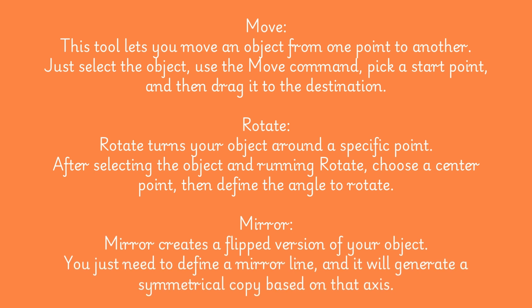Mirror. Mirror creates a flipped version of your object. You just need to define a mirror line, and it will generate a symmetrical copy based on that axis. Duplicate. If you want to make multiple copies of an object, use the duplicate tool. You can place the copies right next to the original or space them out. Perfect for repeating patterns or forms.